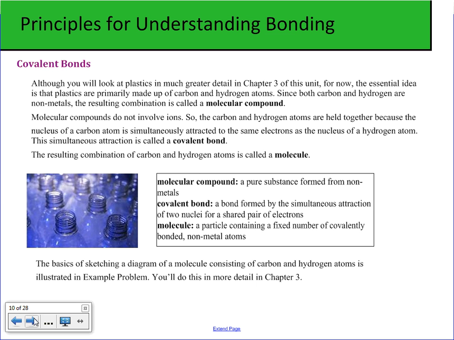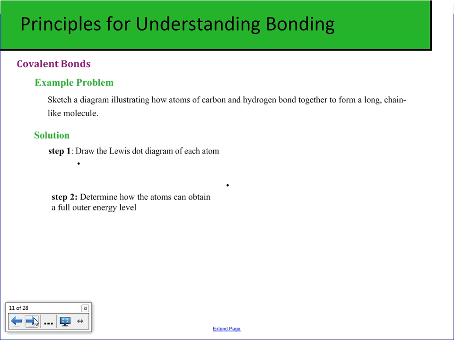So a molecular compound is a pure substance formed from nonmetals. A covalent bond is a bond formed by the simultaneous attraction of two nuclei for a shared pair of electrons. And a molecule is a particle containing a fixed number of covalently bonded nonmetal atoms. The basis for sketching a diagram of a model consisting of carbon and hydrogen atoms is illustrated in this example problem, but we will learn this in more detail in Chapter 3.